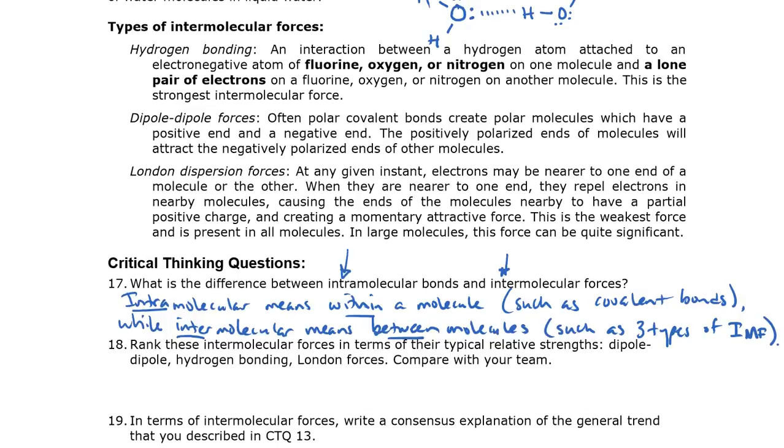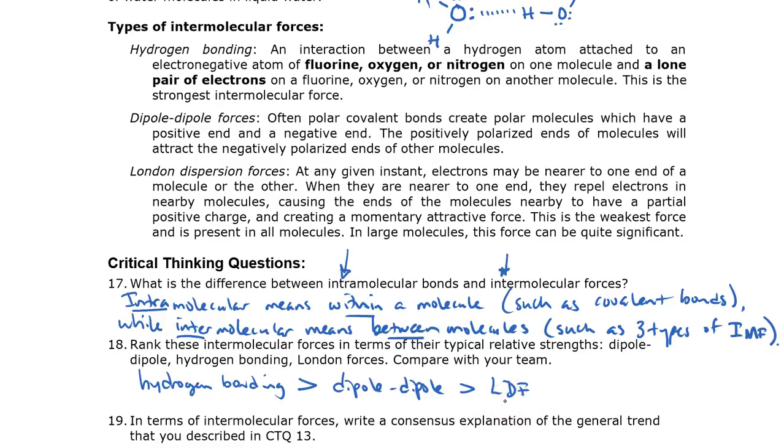Okay, rank these intermolecular forces in terms of their typical relative strengths. Pause and do that now. All right, this is my order. Hydrogen bonding is given as the strongest. I think we've seen that throughout this activity. Dipole-dipole is usually considered the next strongest, and London dispersion forces the weakest.